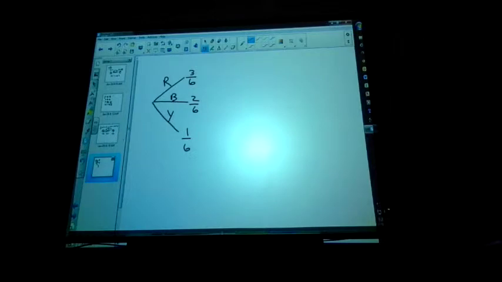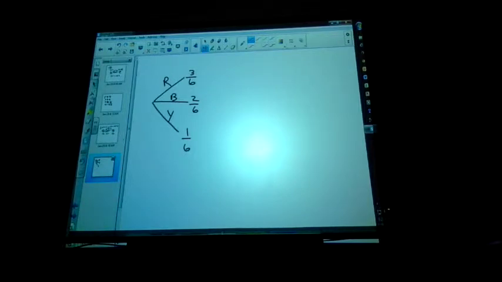Now, eyes up here real quick. This is something I want you to understand. This is why I don't like to reduce fractions in statistics. Every branch has to add up to become a whole. Okay? 3 out of 6 plus 2 out of 6, that's 5 out of 6. 5 out of 6 added to 1 out of 6 is 6 out of 6. Is 6 out of 6 a whole? Yes. This is a true tree diagram.